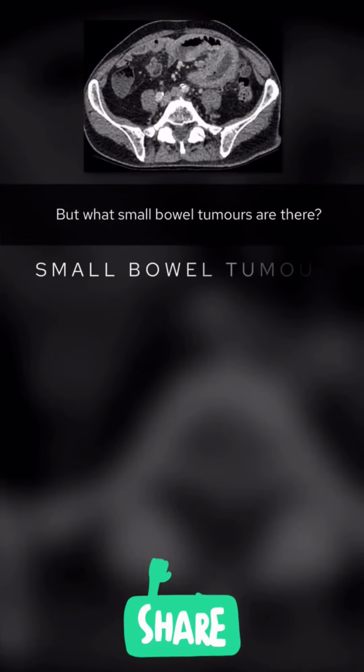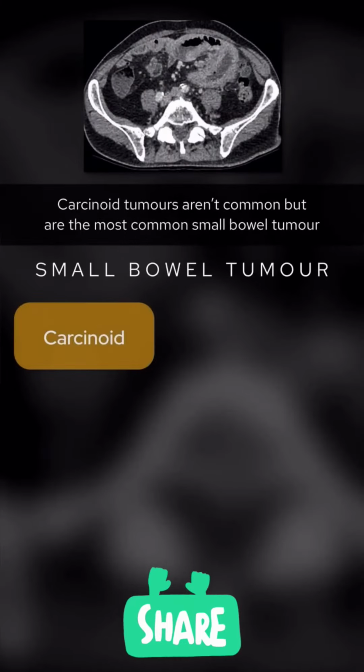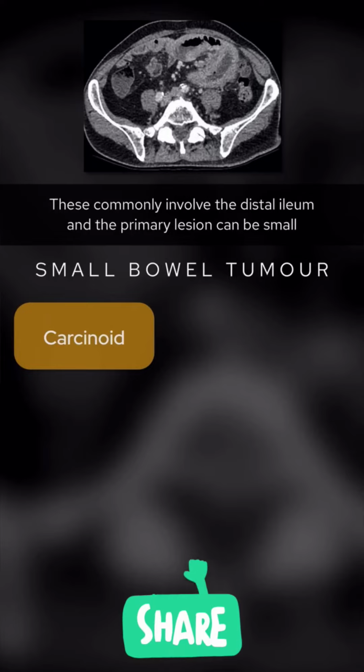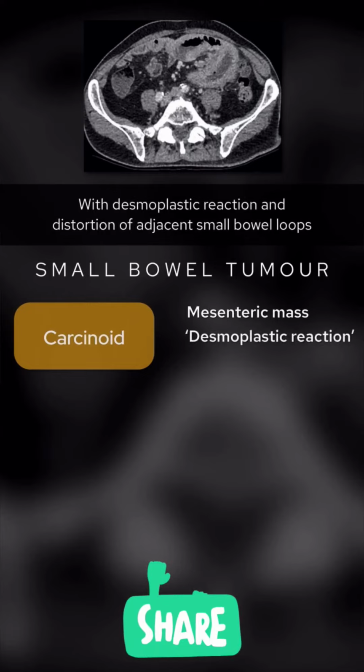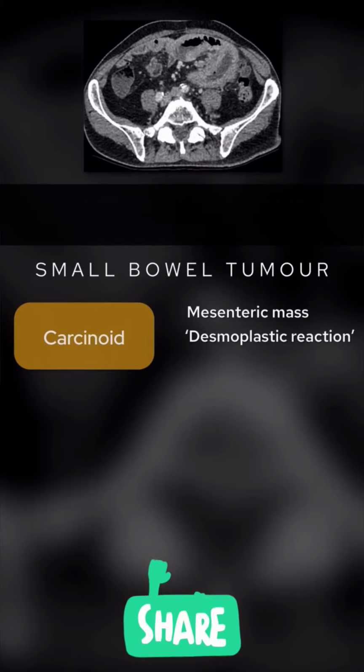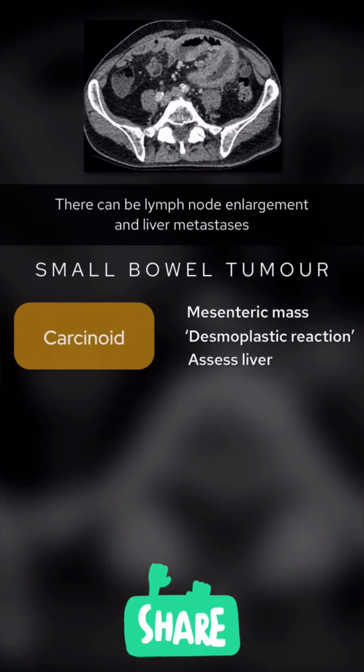But what small bowel tumours are there? Carcinoid tumours aren't common, but are the most common small bowel tumour. These commonly involve the distal ileum, and the primary lesion can be small. They can present on imaging with a larger mesenteric mass, with desmoplastic reaction and distortion of adjacent small bowel loops. There can be lymph node enlargement and liver metastases.